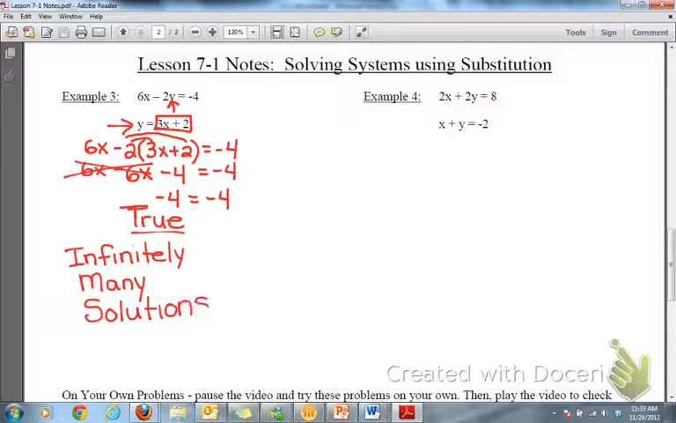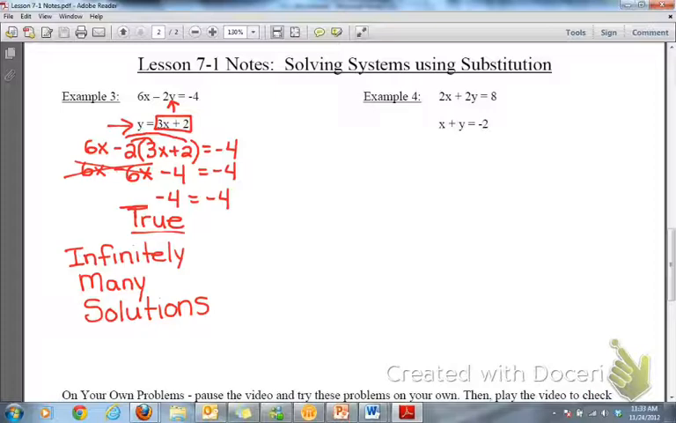So every now and then that happens, just like it happened every now and then when we graphed. Okay, let's try example 4. See what happens with that. In example 4, neither one of the equations starts out with one of the variables by itself.